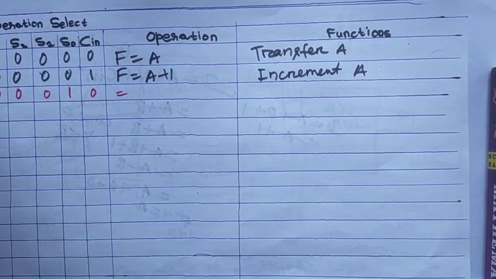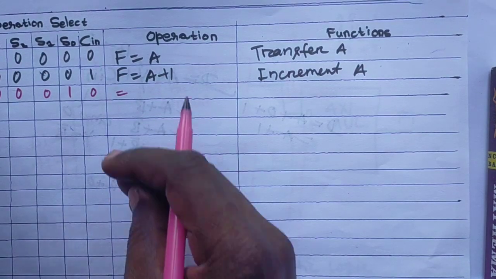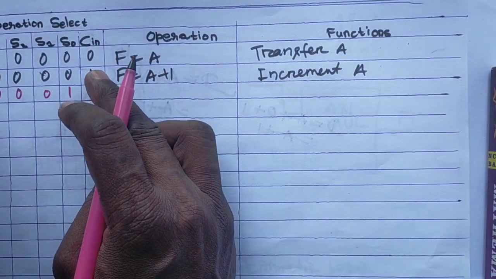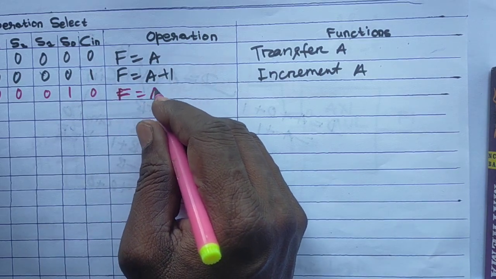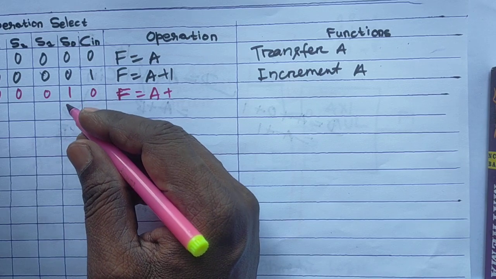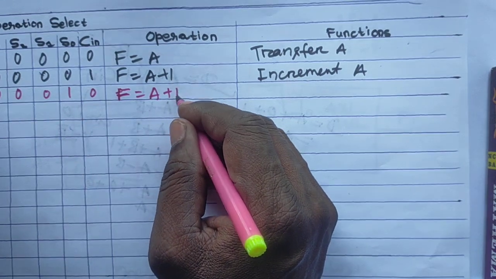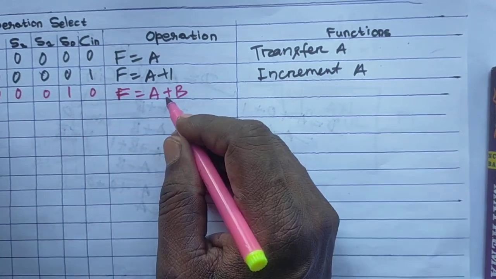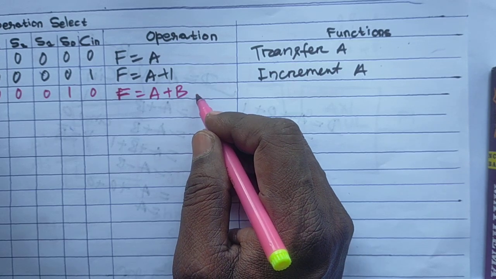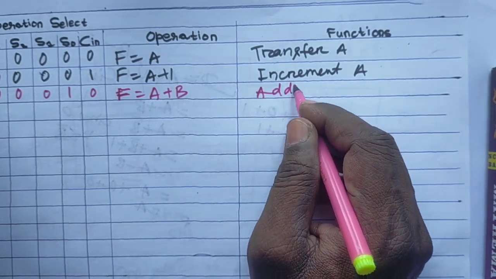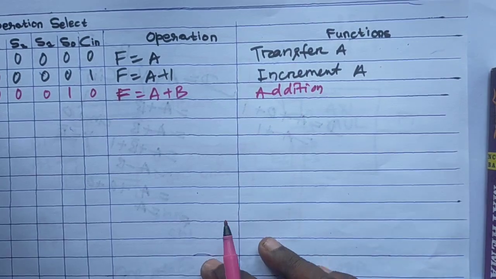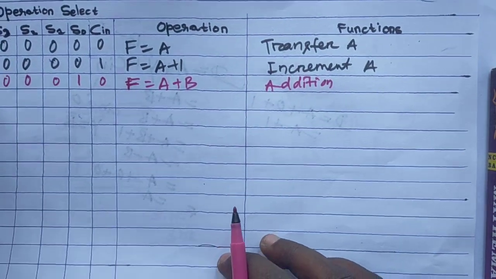So here it is b, simple b we can consider. Then what happens, Cn is also 0. So obviously f is equal to a plus b we can also consider. Okay, that is a plus b. But Cn is 0 because a plus b plus Cn is 0. So simply we can tell it as addition. Okay, we can tell it as addition.